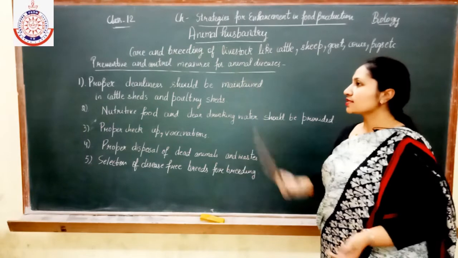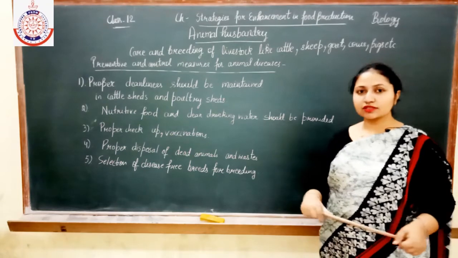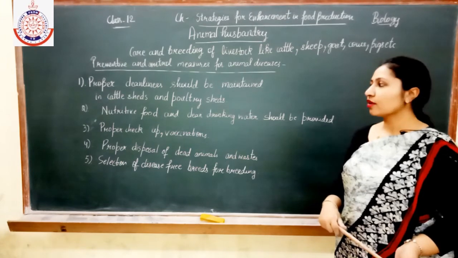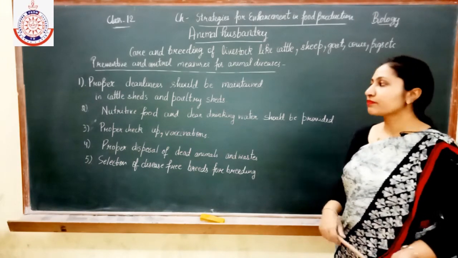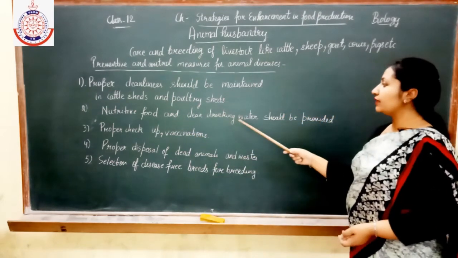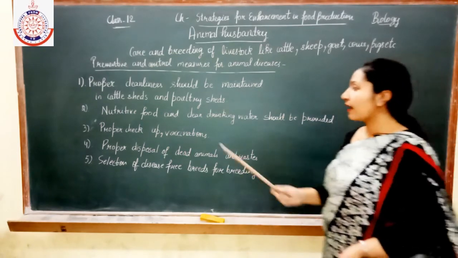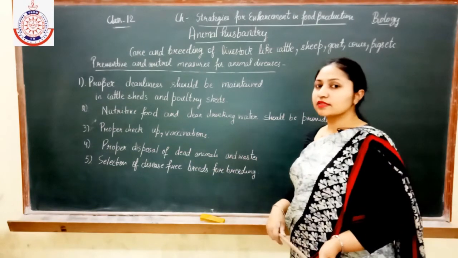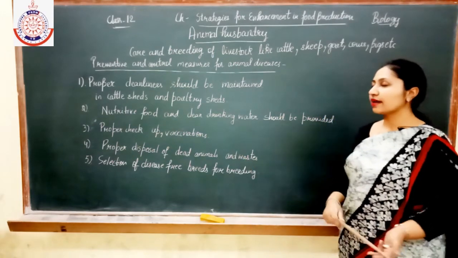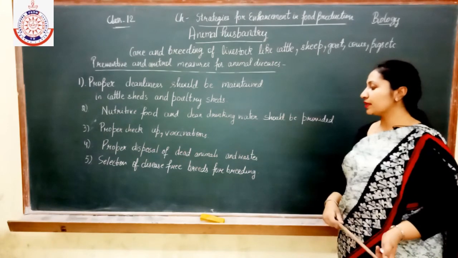Okay, now the first is that proper cleanliness should be there. Proper cleanliness means hygienic conditions should be there in the cattle sheds or poultry sheds, so that they will not get diseases. Second, nutritive food should be given to them, and clean drinking water should be provided. Third is proper checkup, and vaccinations against diseases if required. Fourth is proper disposal of dead animals and wastes. And fifth is the selection of disease free breeds for breeding.